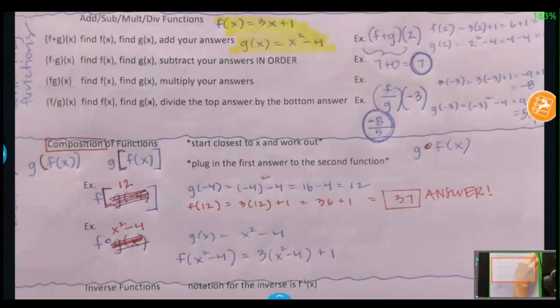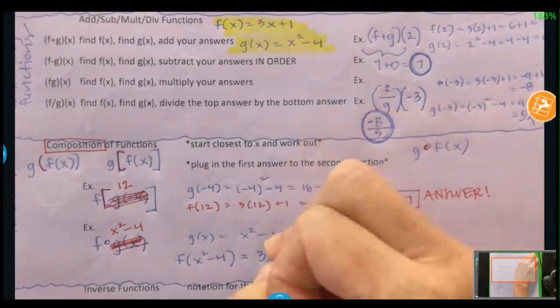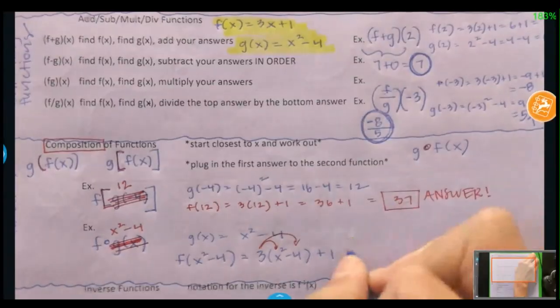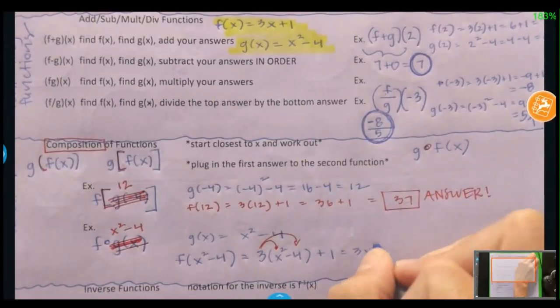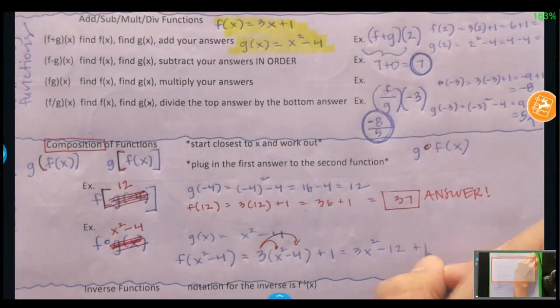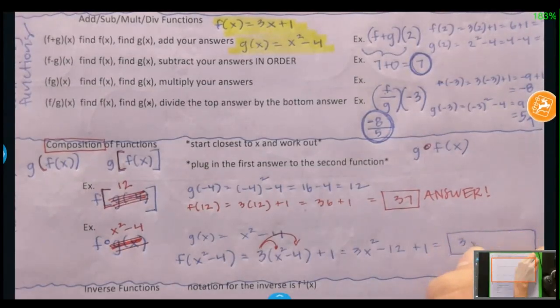All right, that doesn't really have anything to do with this, but it all ties together because we're still talking about functions. Let's distribute this 3 because we got to simplify here. So 3 times x squared is 3x squared. 3 times -4 is -12, and then we have that plus 1 out there. And so my final answer is going to be 3x squared minus 11. This is my answer.